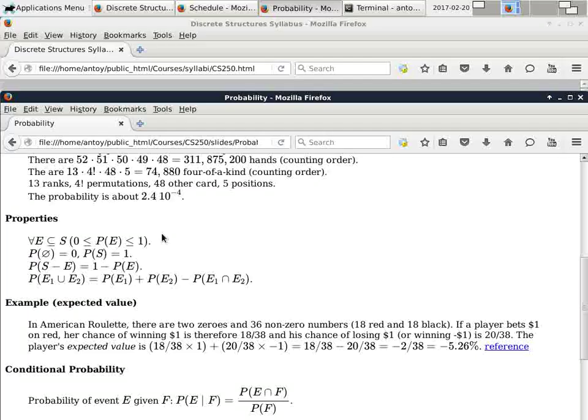The probability of the space take away an event, this minus is a set difference, is 1 minus the probability of the event. So let's look at this on this easy example here. What is the probability that you don't get a 7 when you throw 2 fair dice? Yes, thank you. You don't get 7. Because the probability of getting a 7 is 1/6, the probability of not getting a 7 is 1 take away 1/6.